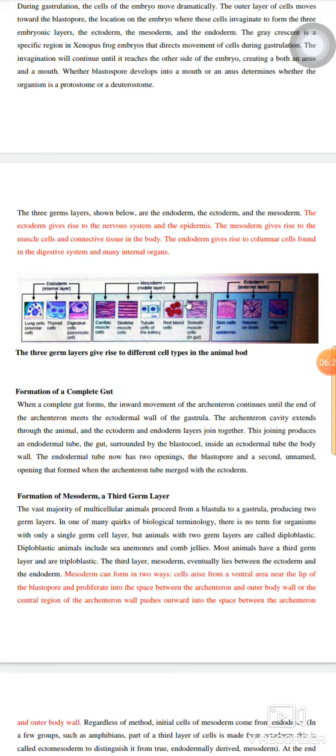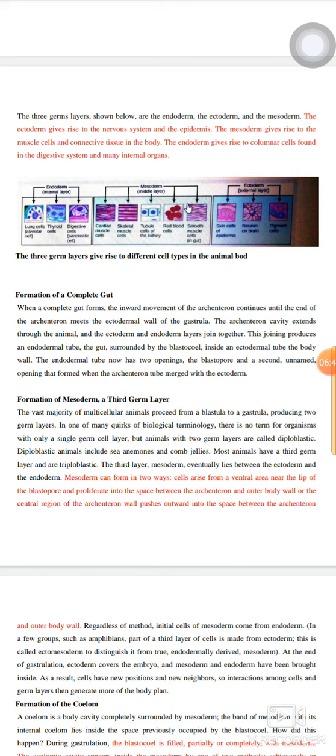just know that the answer is the nervous system and the epidermis, and the mesoderm gives rise to the muscle cells and the connective tissue, and the endoderm gives rise to the columnar cells in the digestive system and many internal organs. You list the internal organs. Okay, so let's talk about the formation of the complete gut.